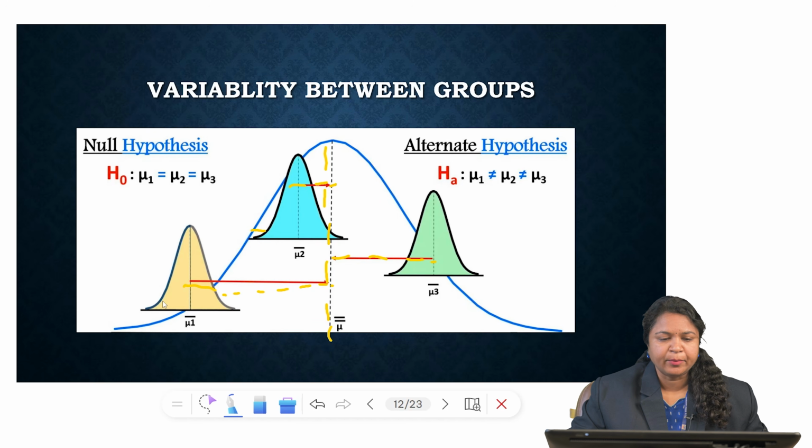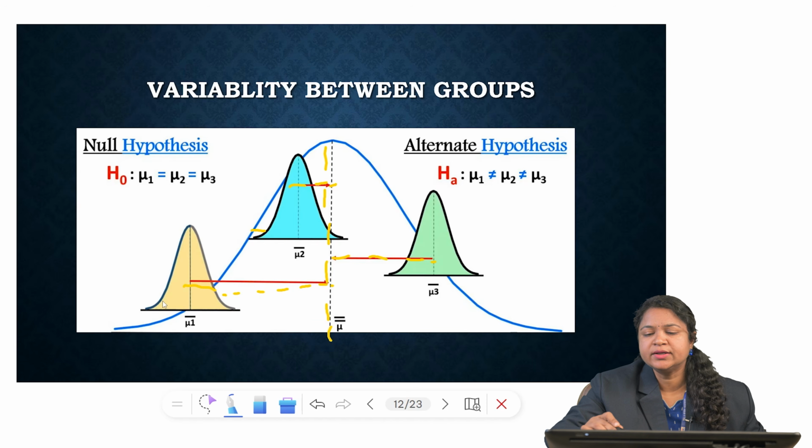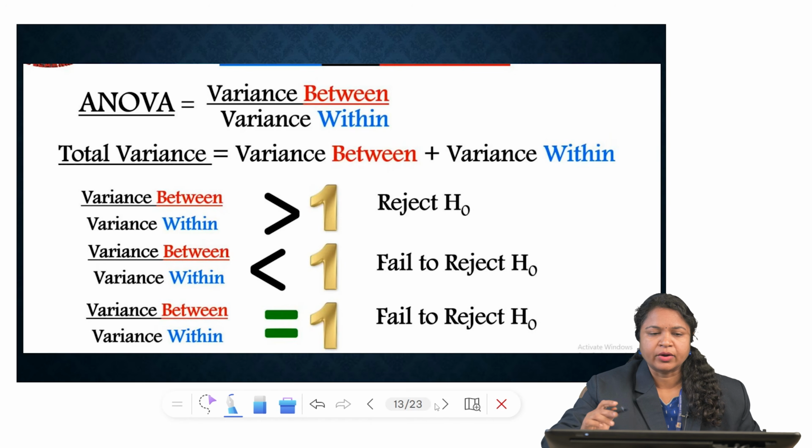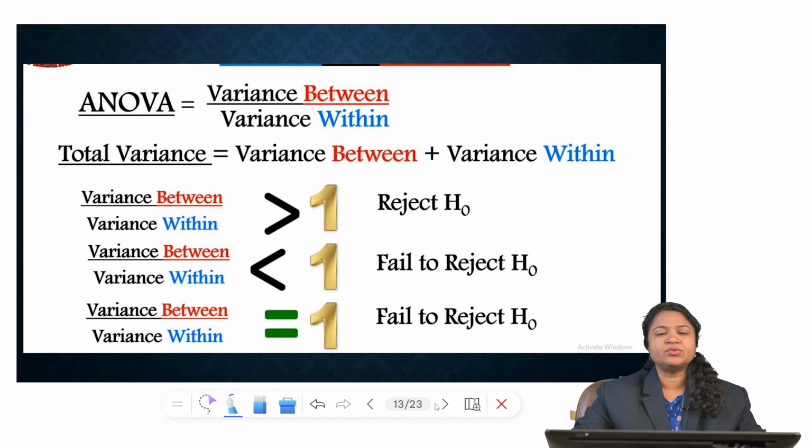Assuming the same hypothesis, for the null, all the means should be the same, and for the alternate hypothesis, at least one group mean should be different. That is, mu1 is not equal to mu2 is not equal to mu3. Once you get this variance, we can find the ratio between the variance between and the variance within.